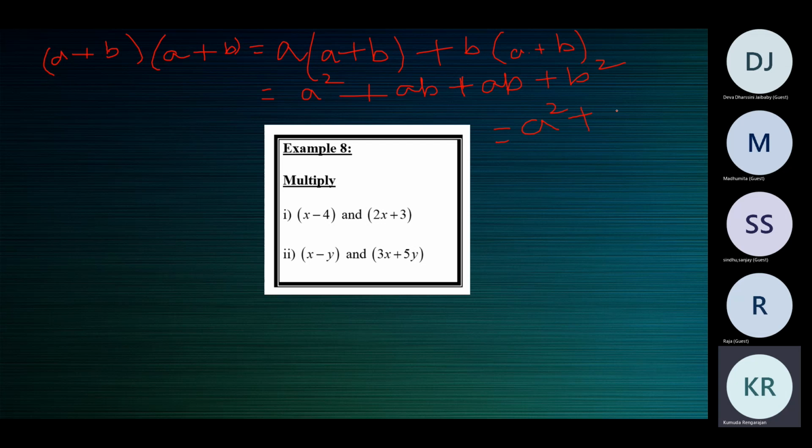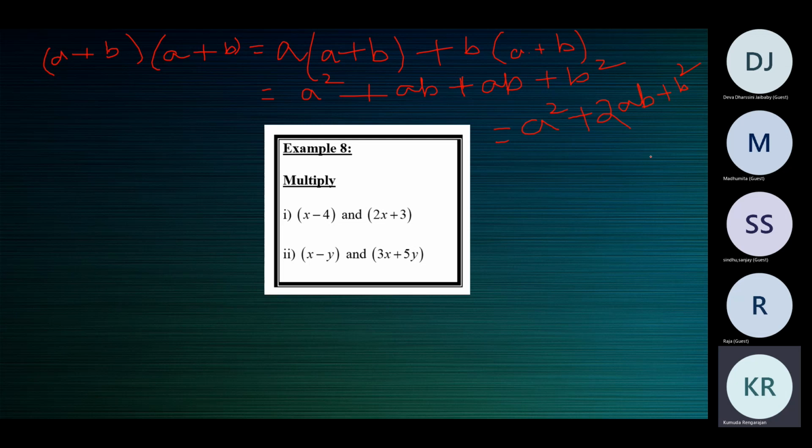You're adding. Are they like terms? Yes, they are like terms. So the answer also would be a like term. AB only you'll get. 1 plus 1, 2AB, because AB means 1AB. 1AB plus 1AB is 2AB, plus B square. So Madhumita was right. A plus B into A plus B is A square plus 2AB plus B square.